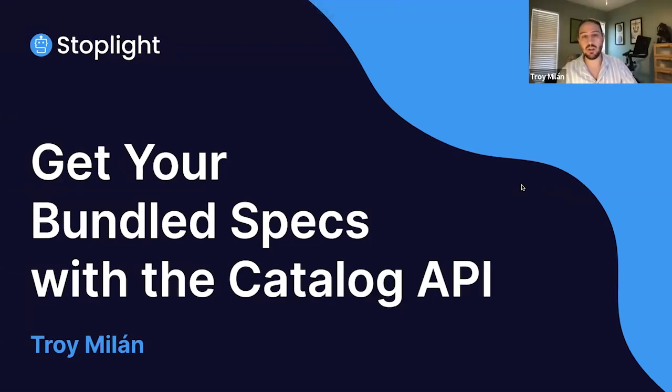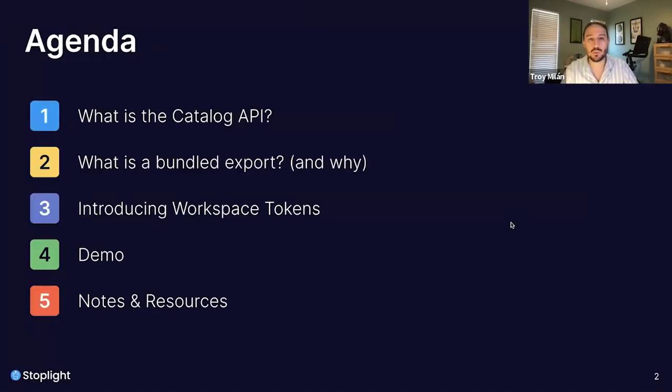Today is all going to be about how to get your bundled specs with a Catalog API. And we'll talk through those terms if you're unfamiliar with them. We'll talk about what is the Catalog API in general, what is a bundled export, and why is it helpful. Talk a little bit about Workspace Tokens, the primary mechanism for authenticating with the Catalog API. I'll show you how that all works, and then share with you some of my notes and resources that I think just might be helpful context as you get started.